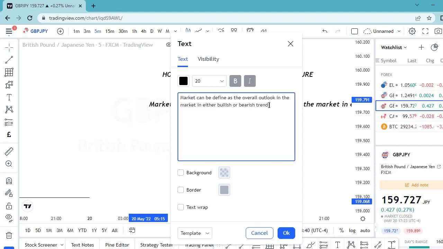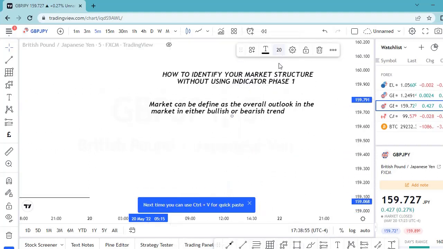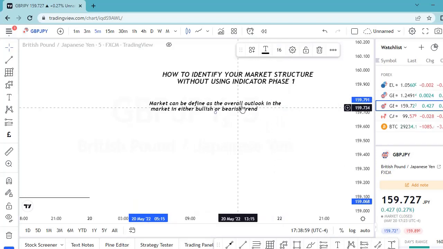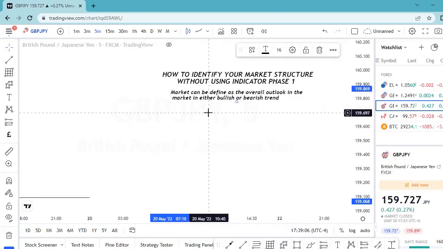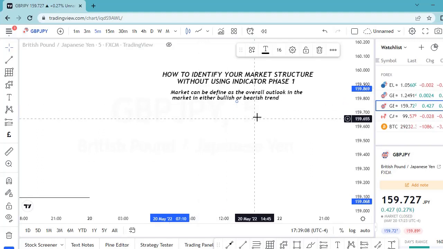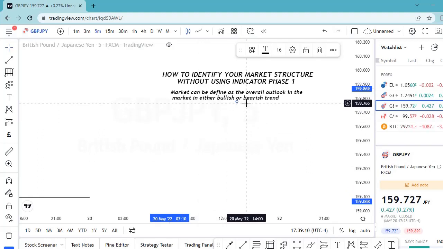So this is how I define market structure, family. Market structure can be defined as the overall outlook in the market in either bullish trend or bearish trend. So you can see the definition, right, family? Let me reduce this to 16. So how many types of market structure do we have?